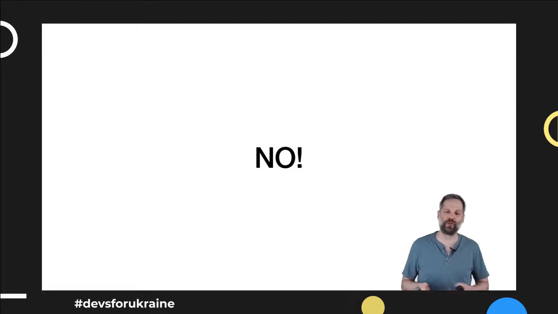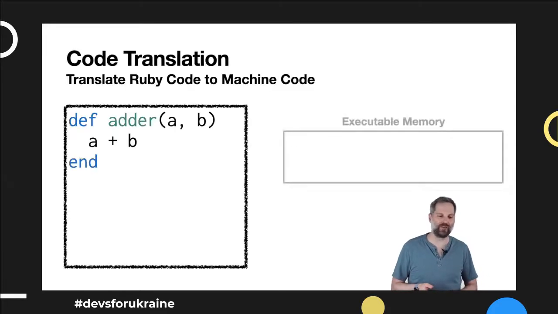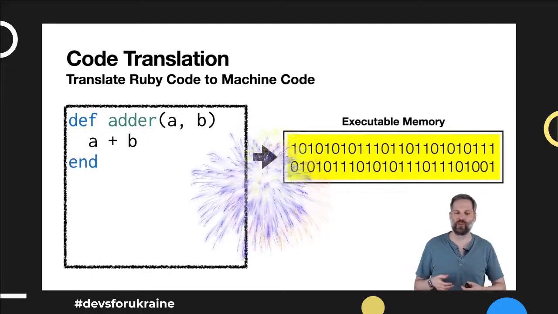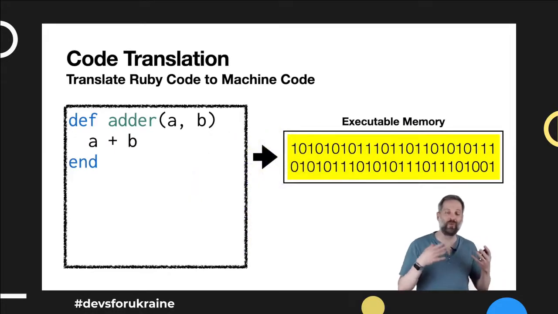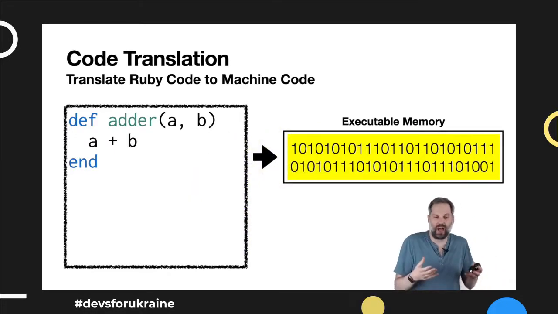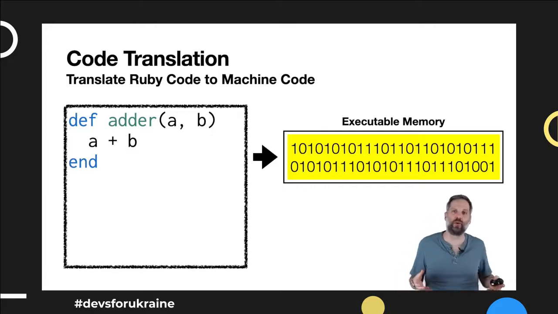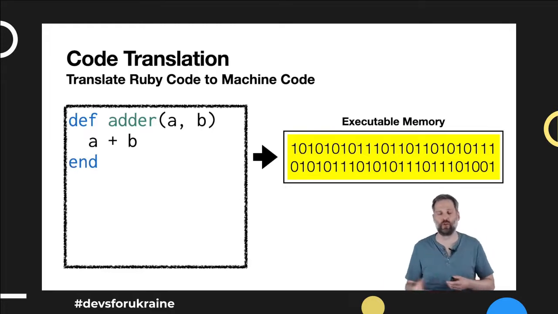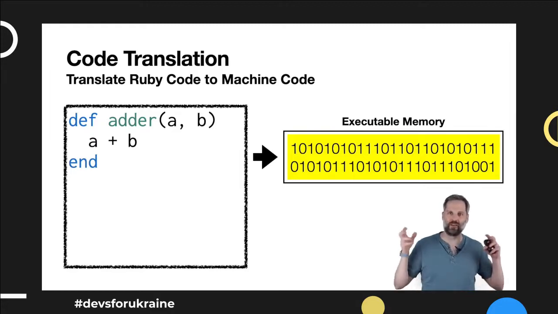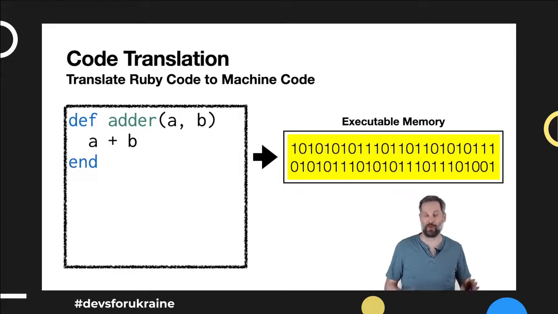Rather, what we'd prefer to do is have some sort of translation process where we give some function. We say, hey, I want you to take this Ruby code and convert it into machine code for me. So it'd be nice if we had some way to translate the Ruby code into machine code for us automatically. And that's generally what we think of as a more advanced JIT.